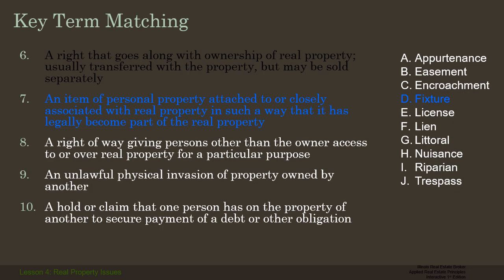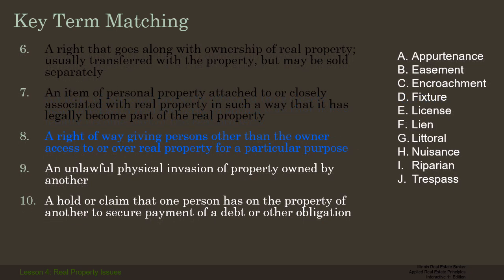A right-of-way giving persons other than the owner access to or over real property for a particular purpose. So this would be an easement. An easement is simply the right that someone has to use, if you will, across somebody else's property. If you want to use the term right-of-way, that's okay too.